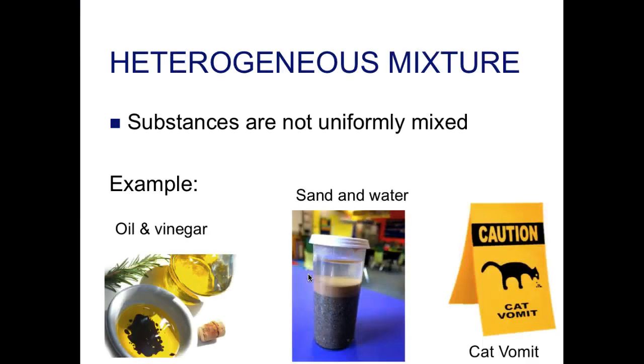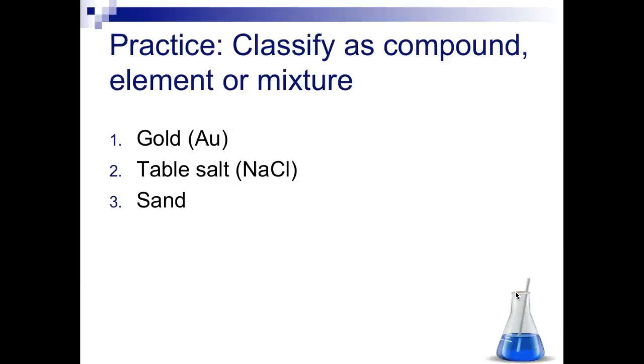A heterogeneous mixture has substances that are not uniformly formed. So for example, oil and vinegar, or sand and water, you can definitely see where the sand is and where the water is. Or if you were to look at, for example, cat vomit, you can tell what the different pieces are. So that's a heterogeneous mixture.